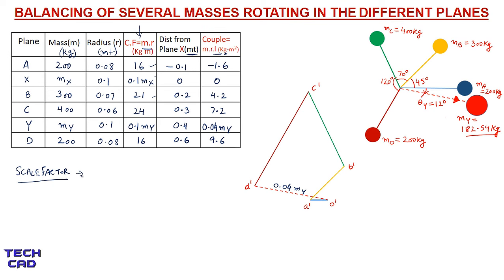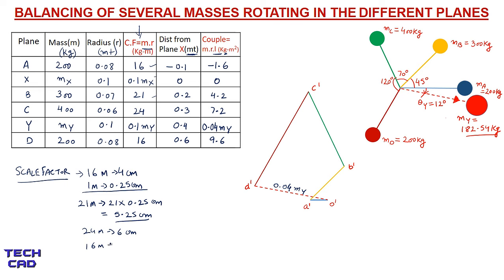So I will take the scale factor as 16 meter is equal to 4 centimeter, which gives me 1 meter is equal to 0.25 centimeter. Now 21 meter becomes 21 into 0.25 centimeter, and this is 5.25 centimeters. In the same way 24 becomes 6 centimeter and 16 meter again becomes 4 centimeter. So with the help of the scale factor now we can start with the force polygon.